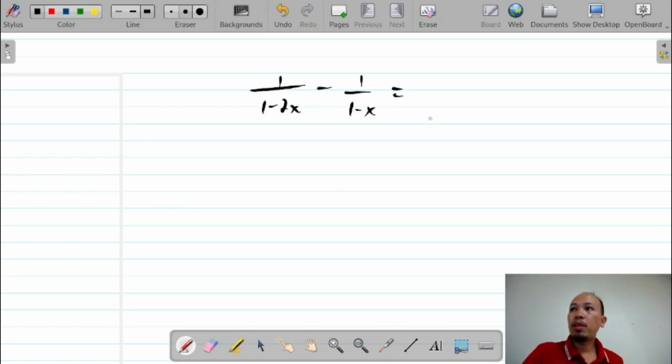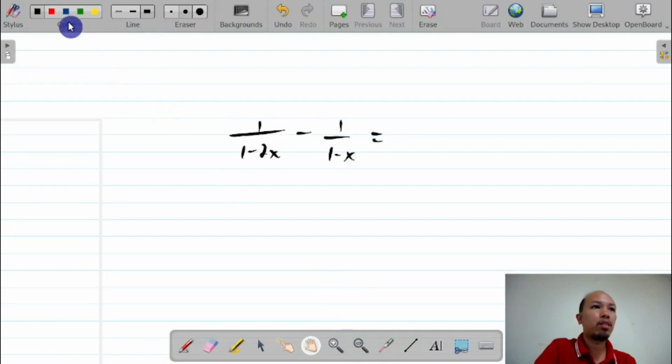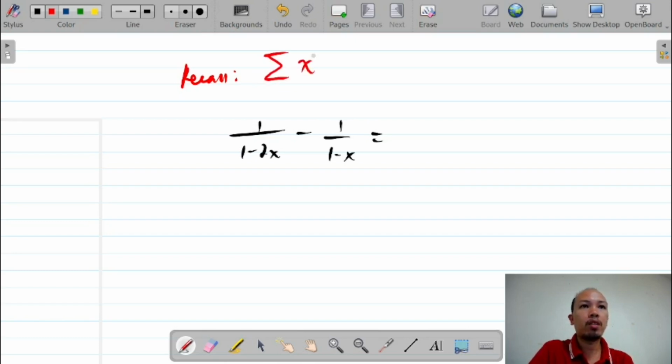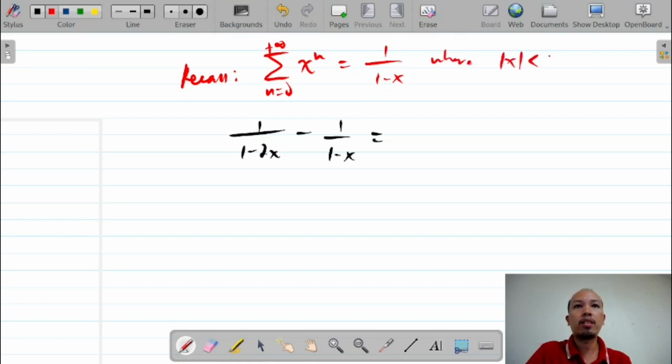So remember, in our power series in calculus 3, this is the summation of a geometric power series. Let's put it somewhere here. Recall, the summation of x to the n, n starts from 0 to positive infinity, is equal to 1 over 1 minus x, where the absolute value of x is less than 1. Okay, so let's use that idea.